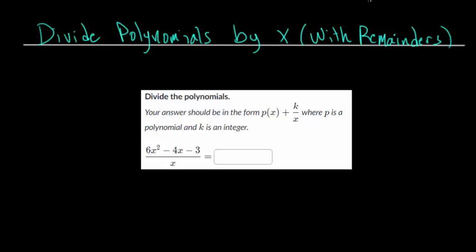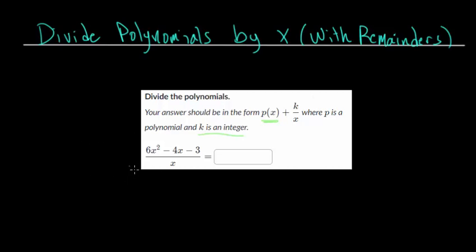In this video, I'd like to continue our discussion of dividing polynomials by x, but this time we will have remainders. So with these problems, we will have some polynomial up top and some down below, and in all of these, we'll just have a first degree polynomial, x, in the denominator. But with these problems, we'll end up with some kind of remainder term. So our answer should be some polynomial p of x plus some other term, some fractional term, k over x, where k is an integer. And remember, an integer is just a whole number, including negatives and zeros.